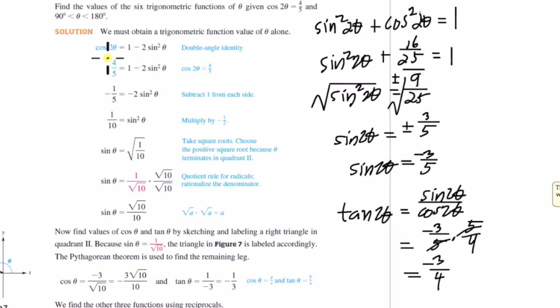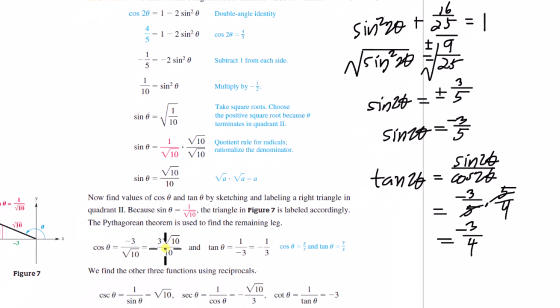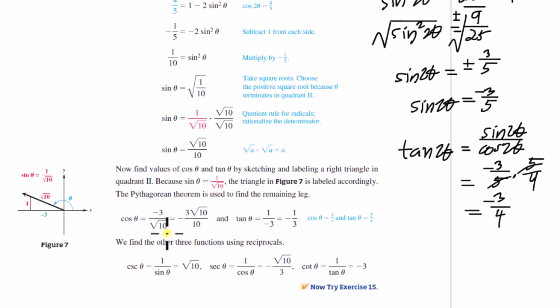But what they start off with is they take cosine 2 theta and use the double angle identity and solve for sine theta, but you get plus or minus the square root of 1/10, and they choose the positive because theta is in the second quadrant. Then they rationalize and there's sine theta, and then they just do the same process with the other double angle identities.